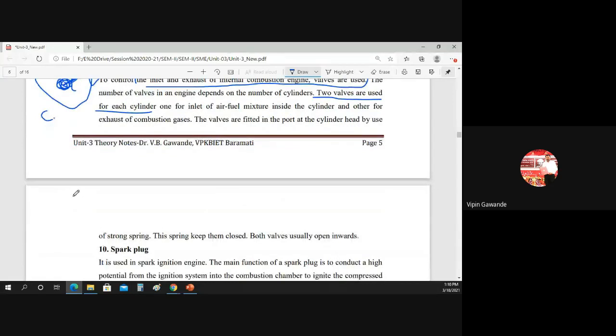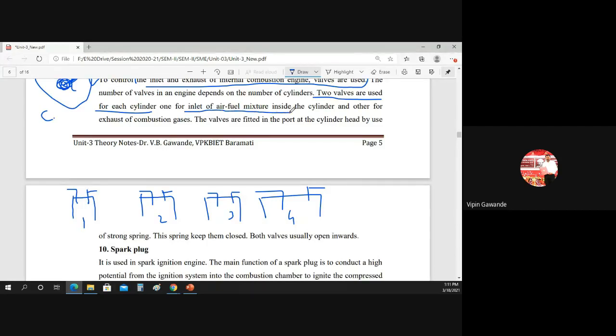We have seen there may be four cylinders in the engine. There may be a four cylinder engine, or it may be a six cylinder engine. In a particular vehicle, there may be four cylinders or six cylinders. Now for each cylinder, we have two valves, one inlet and one exhaust. So for each cylinder, we have two valves. One is for the inlet of the air-fuel mixture, and the exhaust is for removing the exhaust gases from the cylinder.